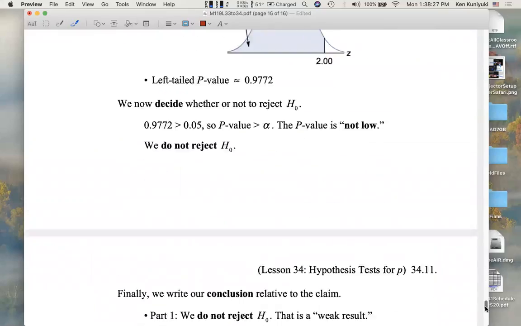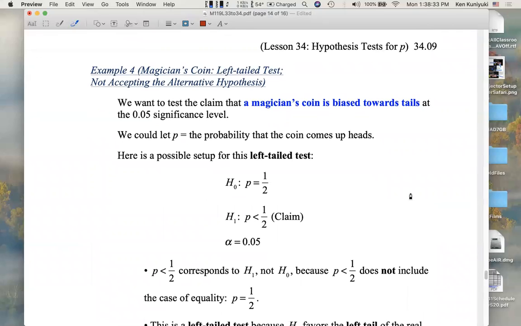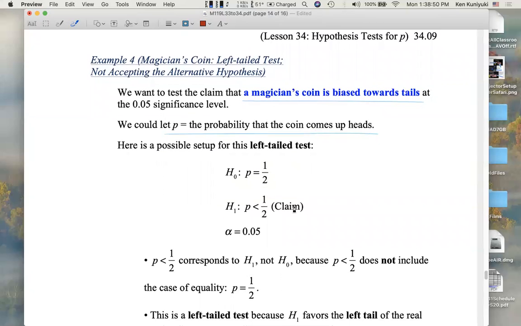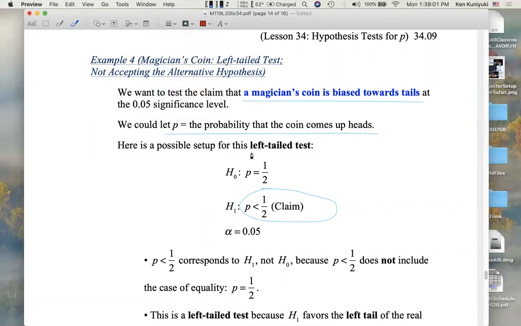In our last example, all right. We want to test the claim that a magician's coin is biased towards tails. Now, if P is still the probability the coin comes up heads, then if the coin is biased towards tails, that means P is less than 1/2. That's our claim. And because it does not include the case of equality, it goes with the alternative. The null technically says that P is greater than or equal to 1/2, but again, we usually write just equals.